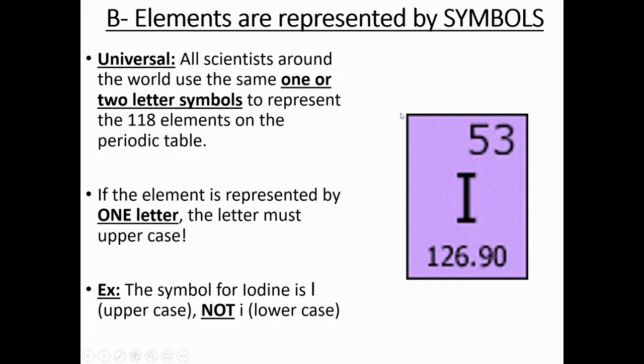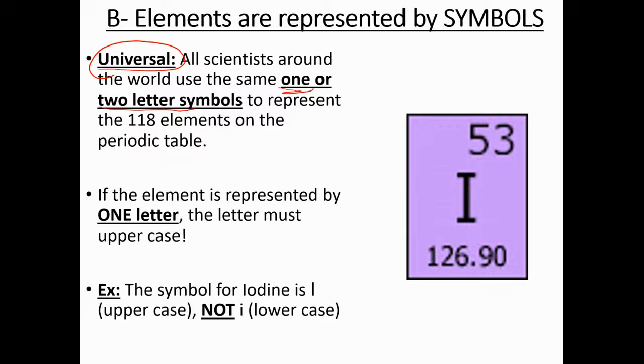And what I want you to understand is that in the periodic table, if you were to look at the box for an element, you would notice a symbol. And the symbol could be either one letter or two letters to represent that element. And the reason we use a symbol rather than the name all the time is because the symbol is universal. So, regardless of what language you speak, every scientist would understand that I is iodine.